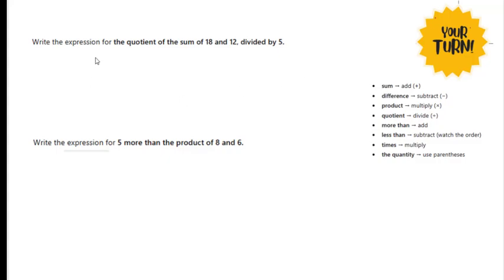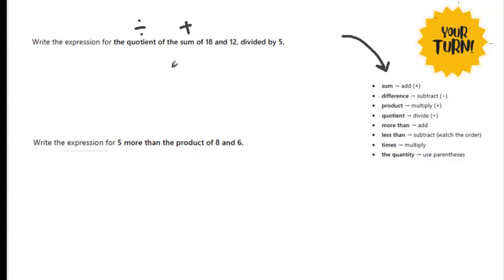All right, let's go ahead and do a couple more. We're going to write the expression for the quotient. Quotient means division. So we're going to put a division sign there. Of the sum, sum means add, of 18 and 12 divided by 5. Now, quotient means, like product means the answer of a multiplication problem. Quotient is the answer of a division problem. Here are some keywords over here. If you want to figure it out, go ahead and pause the video and then come back. I'm going to keep moving. You just pause as you need to, okay?